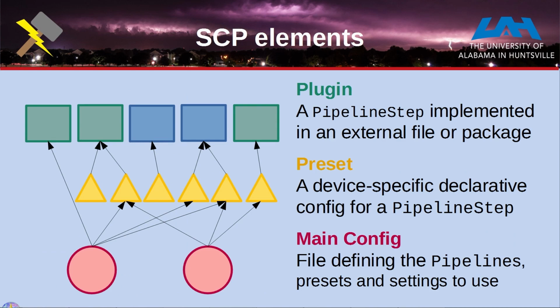Most of what you do with Mjolnir will likely concern what we call a system configuration package, where all the system-specific configuration for your system lives. There are three main components: your main config file, which defines the pipeline's presets and settings to use; the presets, which are the device-specific declarative configuration for a pipeline step or a plugin; and your plugins, which are just pipeline steps but implemented in an external file or a package instead of as part of the Brokkr core.